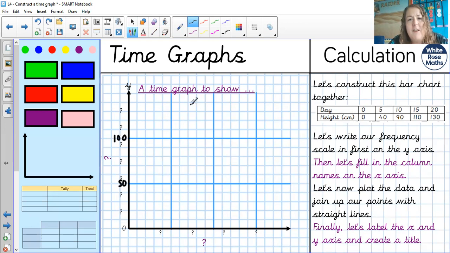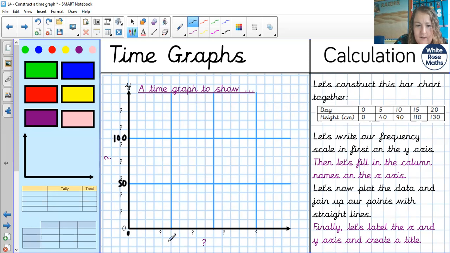Does that mean my frequency is going up in 50s? Because I've just put 2 numbers in. No, hopefully you'll realize that we take the frequency from every single little line. So even though I've just put 2 numbers in this time, my data is still going up and my frequency is still going up in tens. Then on the bottom, I'm going to pop my days in.